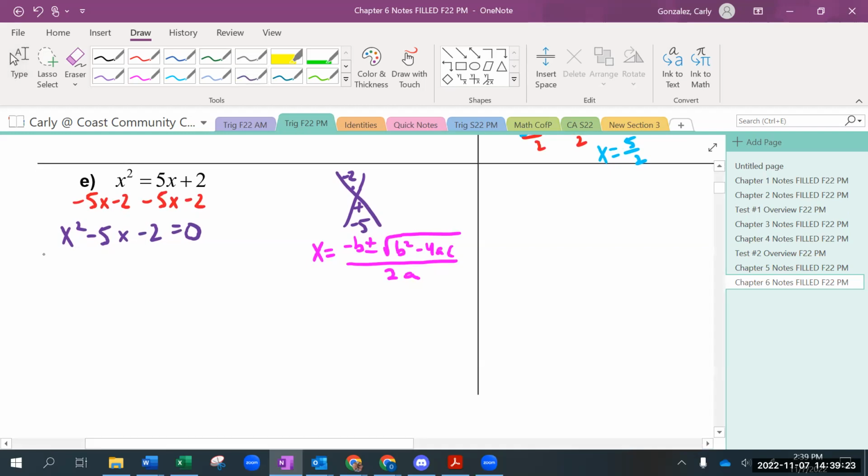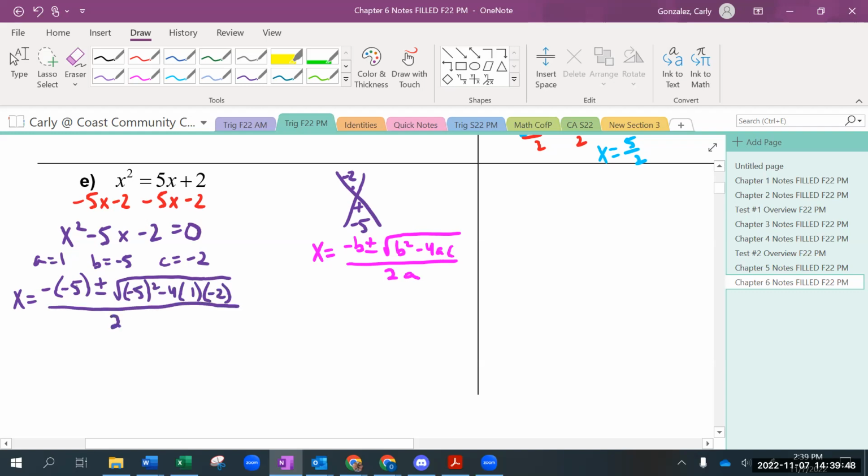So notice we have a is 1, that's the coefficient in front of x squared, b is -5, the coefficient in front of x, and c is the constant, -2. So let's plug these in. Negative of -5 plus or minus the big old square root of -5 squared minus 4 times 1 times c, -2. All of this over 2a, or 2 times 1.